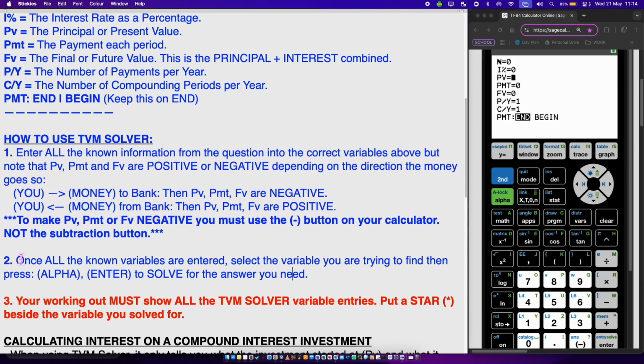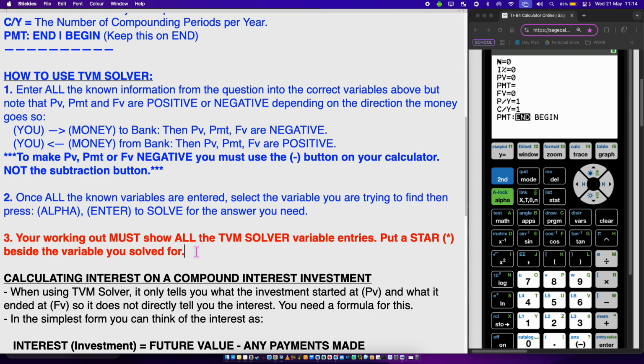All right, so basically once you've entered all the variables, you highlight the variable you want to find by using these arrow buttons. And then can you see above the enter button, can you see a little green solve there? Yep. So how do I access that function? You press alpha and you press enter to solve it. That will find the last remaining thing that you don't know, okay?